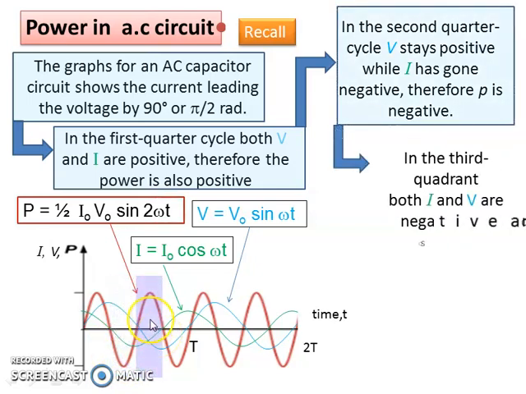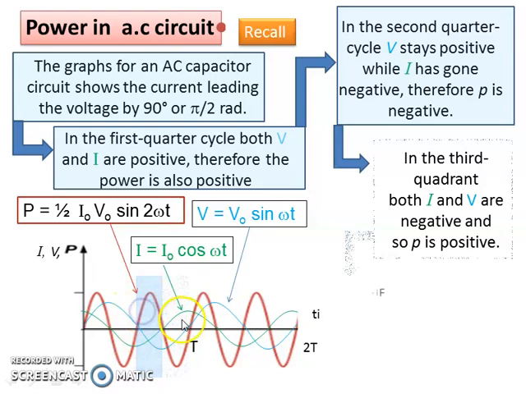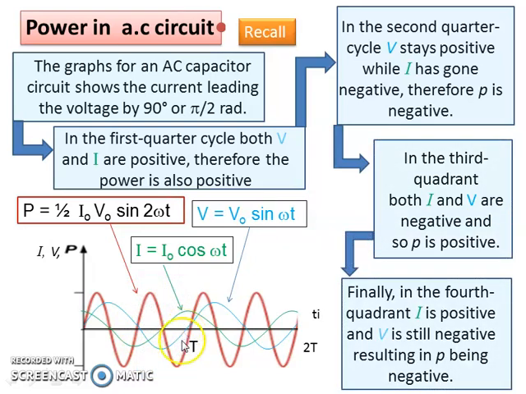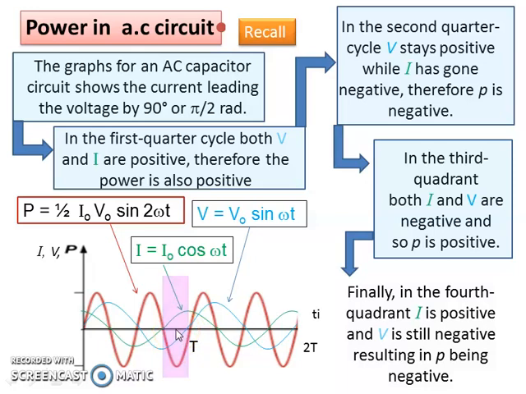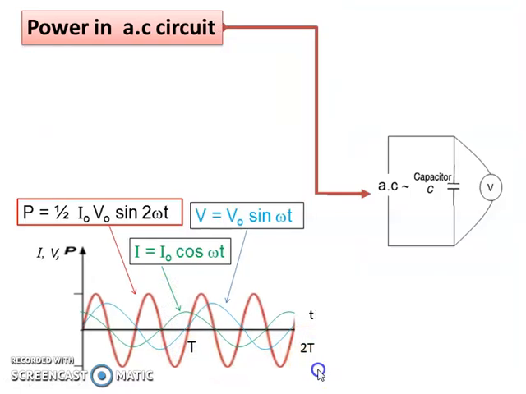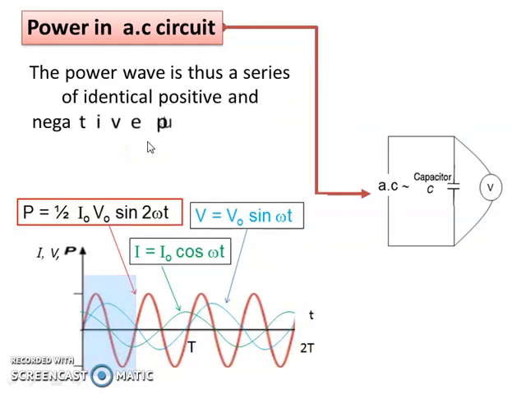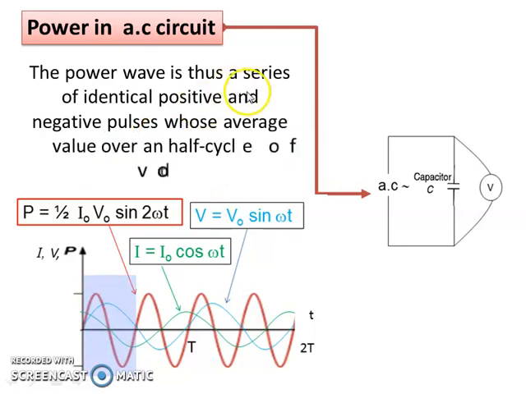And in the third quadrant, both I and V are negative, so we get P positive. And finally, in the fourth quadrant, I is positive, V is negative, so the resulting power is negative. So as a result, the power wave is thus a series of identical positive and negative pulses.